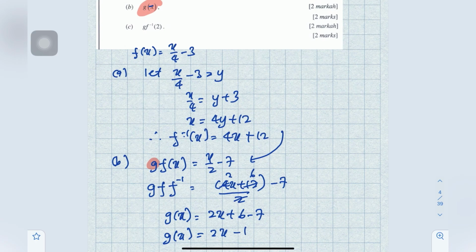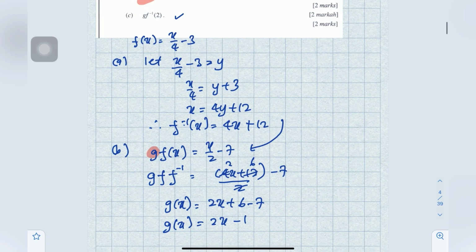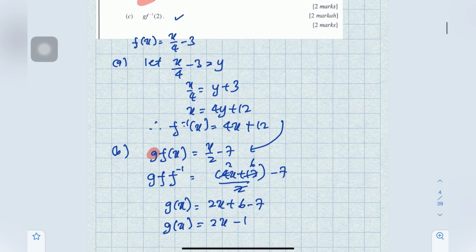Okay, so then C, g f inverse 2. Okay, nak jawab soalan ni pun ada beberapa cara. First of all, yang method 1 mungkin kamu boleh masukkan 2 dalam f inverse. Lepas tu masukkan dalam g. Boleh macam tu. Ataupun ada satu lagi cara, kita cari gf inverse dulu.